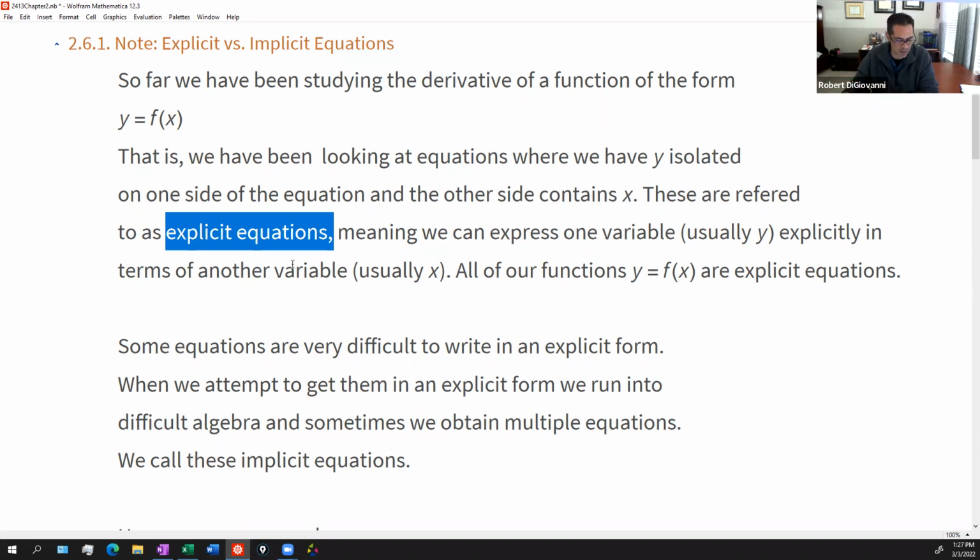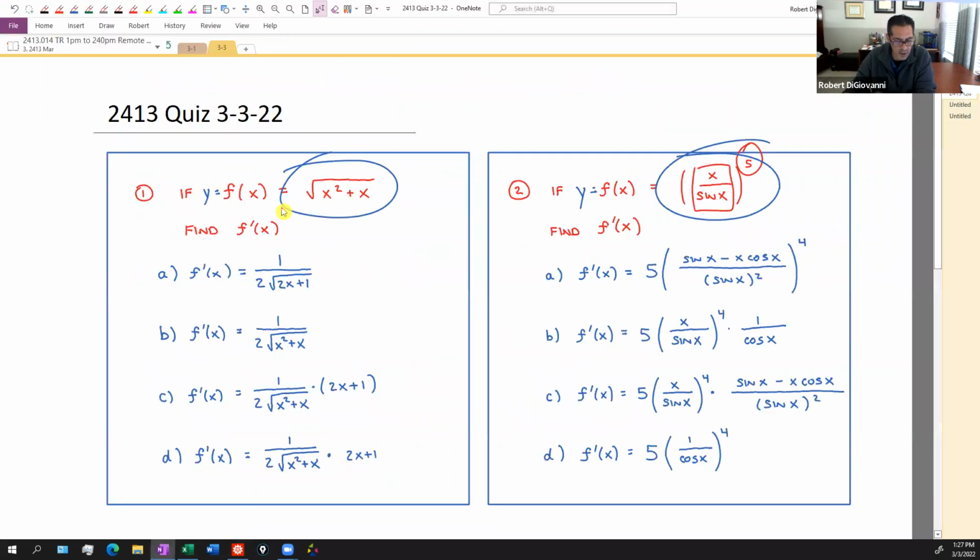I like to think about it this way. If you look at both of these functions, if I tell you what x is, can you tell me what y is? If I tell you, hey, plug in x is 2, could you tell me what y is? Sure. If I tell you, hey, plug in x is 5 here, could you tell me what y is? Sure. That's an explicit function. I give you one variable, and it's very simple for you then to determine the other variable. That's explicit.